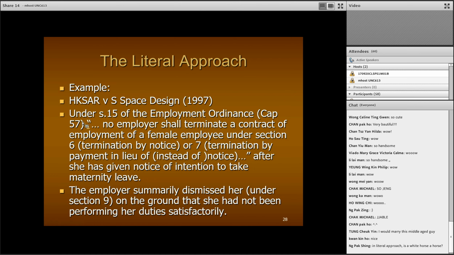So I think most of you are employees, so you should be quite familiar with the law relating to termination of employment. For employment, mainly it can be terminated by two major ways. The first one is under Section 6, termination by notice. Usually when you get a new job.